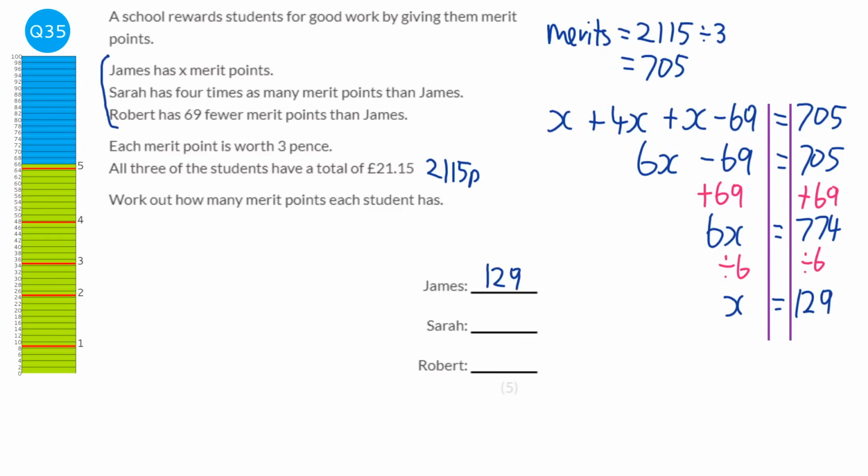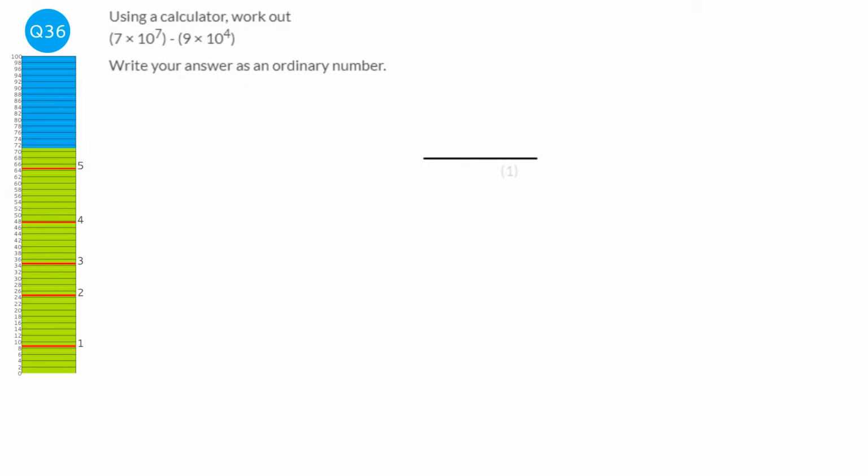Sarah has 4 times more, so she will have 516. And Robert has 69 fewer, so we're going to take 69 away from that, and that will equal 60. So the only way of answering this question is to work out what these are as ordinary numbers.